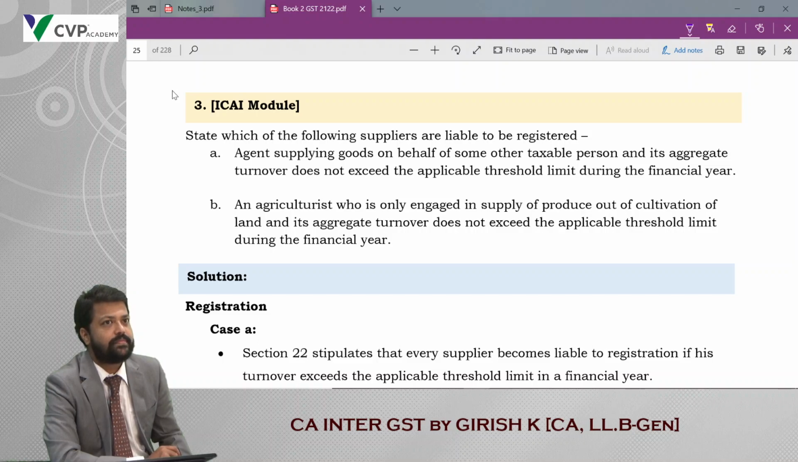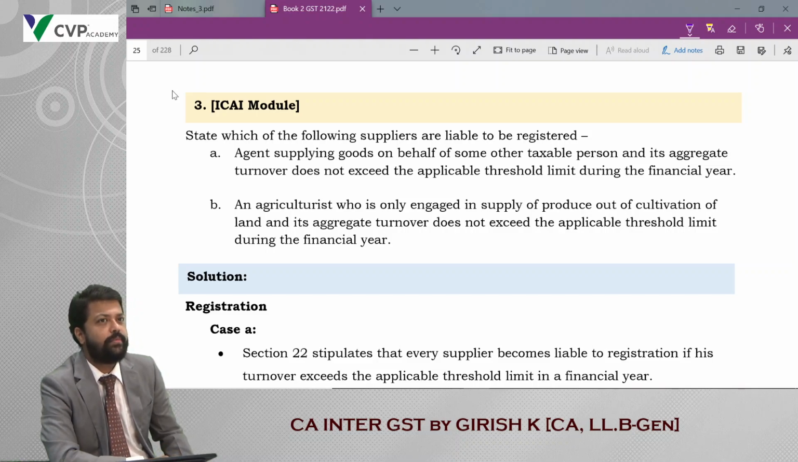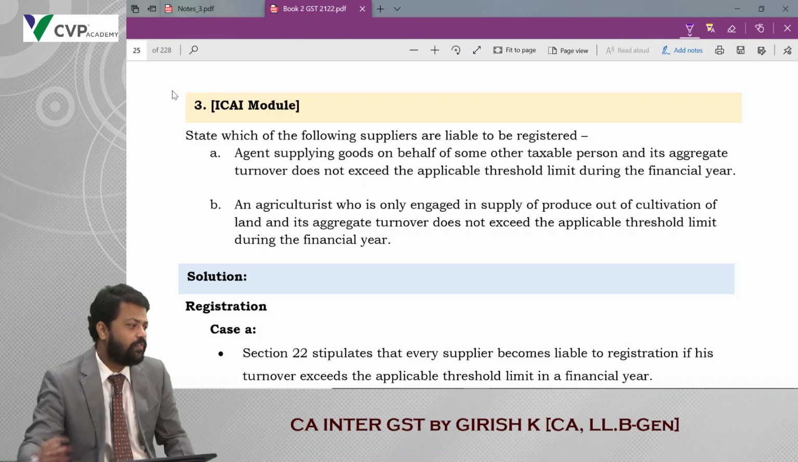Both are not. Firstly, the agent who is supplying goods on behalf of a taxable person, he is not liable because he is dealing on behalf of the registered person. So he will not directly pay the tax, and instead the principal will pay the tax. Registration and tax payment are two different things. So section 24, do you remember? Mandatory registration without crossing of threshold.